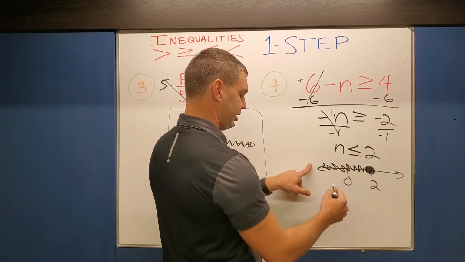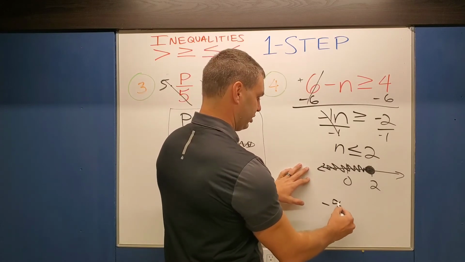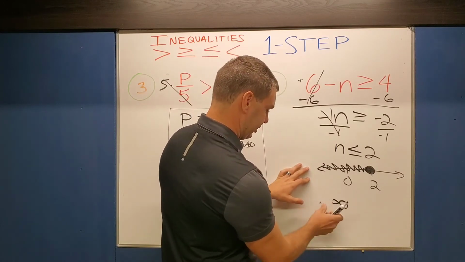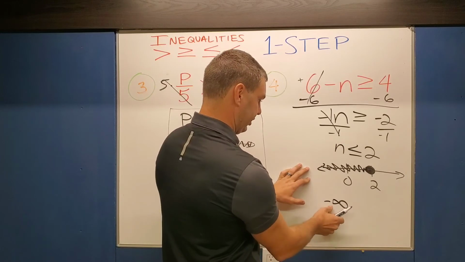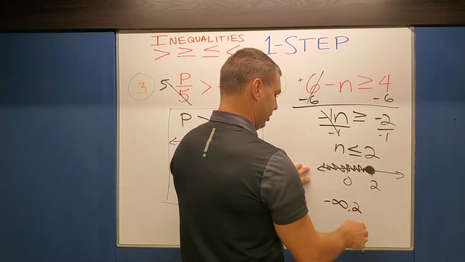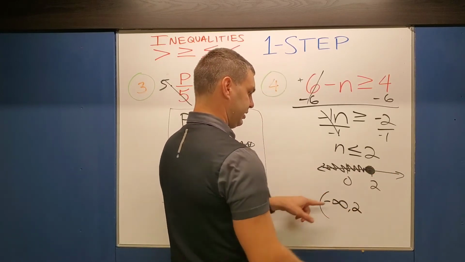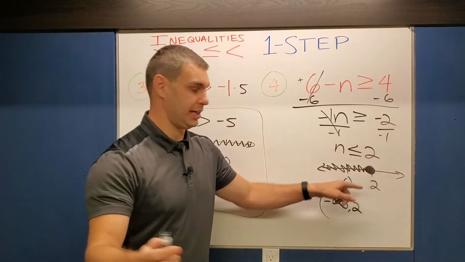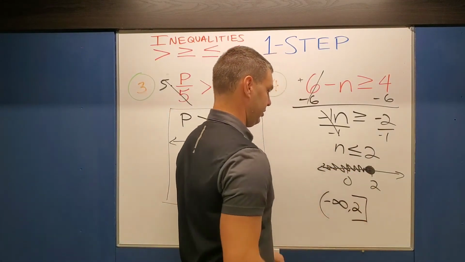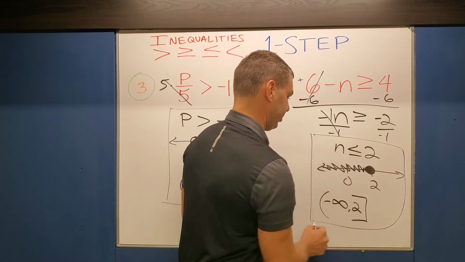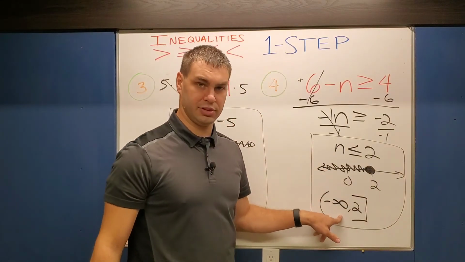And then again, the snapshot of that, your interval notation, starting at negative infinity and going all the way until 2. The infinities always get parentheses, and then this closed dot is going to have a bracket. All right, so again, our 3 parts here, we have our solution up top, our graph, and our interval notation of this inequality.